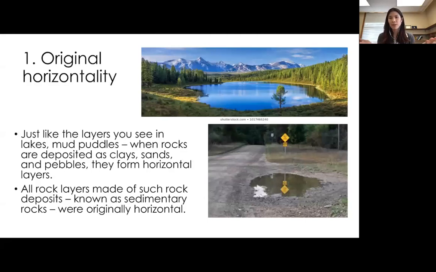If we look at the mud that's forming in a mud puddle, it tends to be forming fairly flat, right? With some exceptions being little ripples. So all rock layers made of rock deposits, really sedimentary rocks, were originally horizontal. And if they're not horizontal, we know that something has happened to them after deposition.